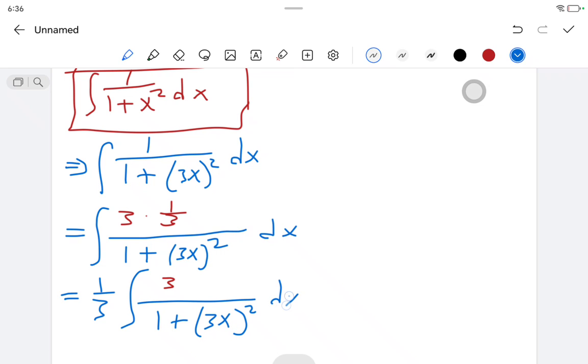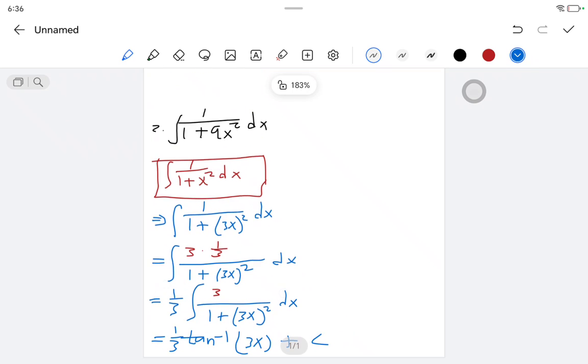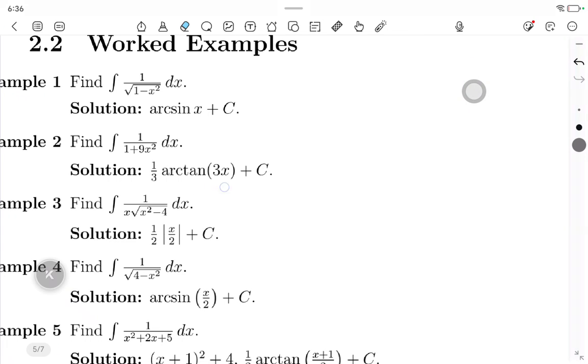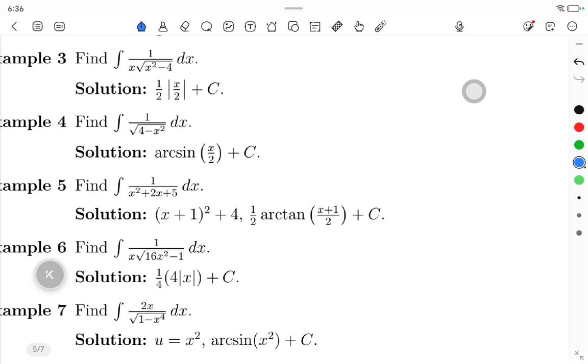Remember I said that this won't affect us, it's just an angle. It will just represent an angle there. So this will just be 1 over 3 arctan 3x plus c. Right? Now it's that simple. We get the same solution as this one. So let me see if we still have another one for arctan. We have this one.